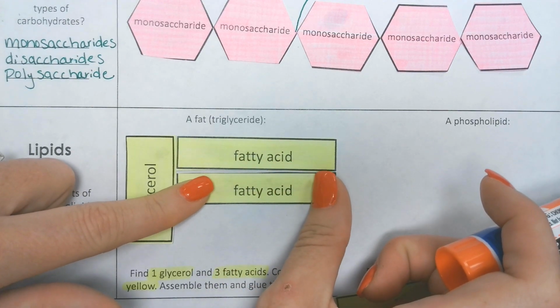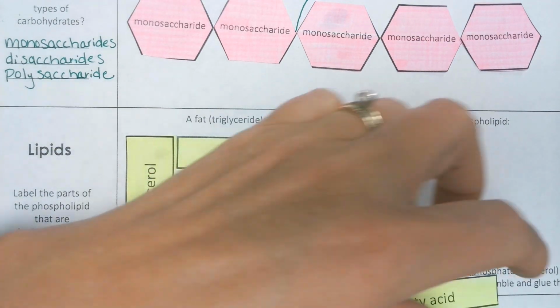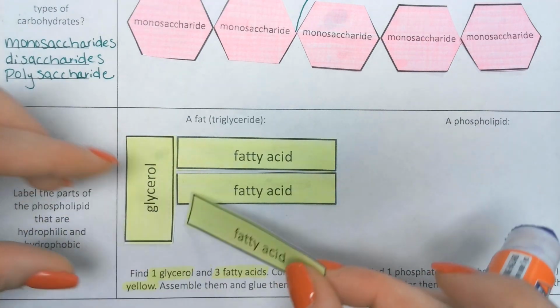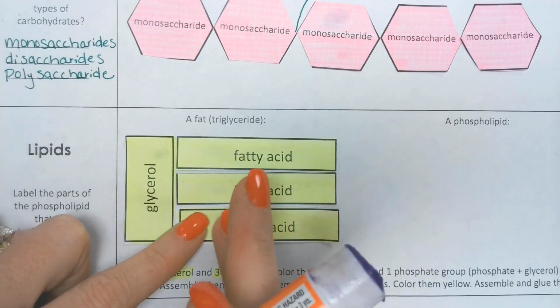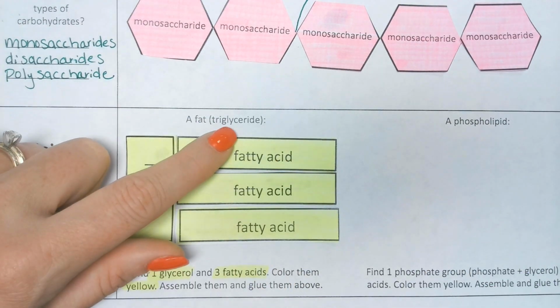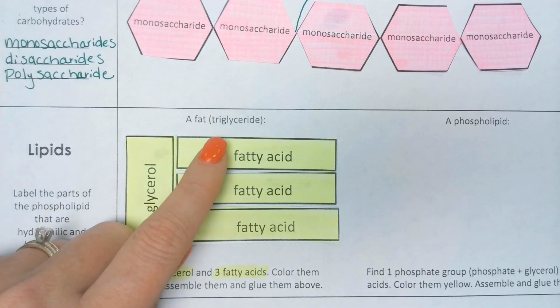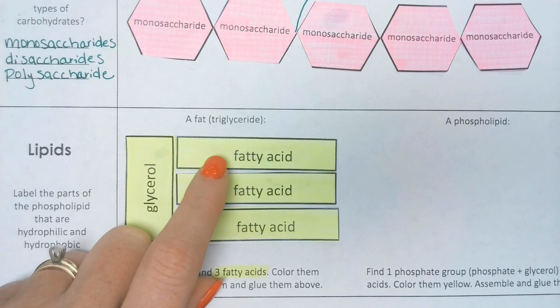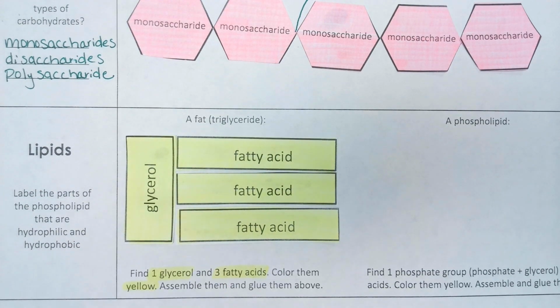So if I show you something structurally that includes a glycerol and 3 fatty acid tails, you need to be able to tell me that that's a triglyceride. And now that we've built it, you can see where we get the name triglyceride, because the prefix tri means 3, and we have 3 fatty acids.